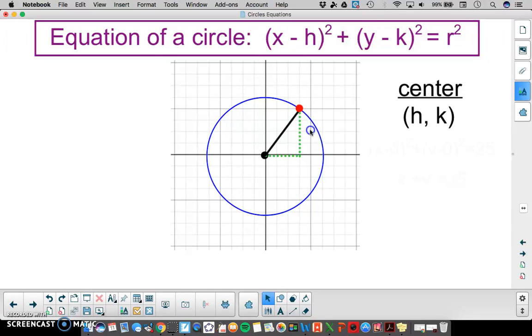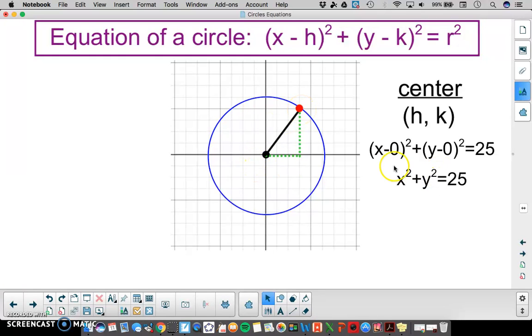Let's go ahead and move it back to 0, 0. And let's write the equation of this circle. We have a center at 0, 0, and we know the radius is 5. So we're going to plug in those values for h, k, and r. So we have (x minus 0) squared plus (y minus 0) squared equals 25. The 25 came from the radius squared. So we have x squared plus y squared equal to 25. That would be the equation of this circle.